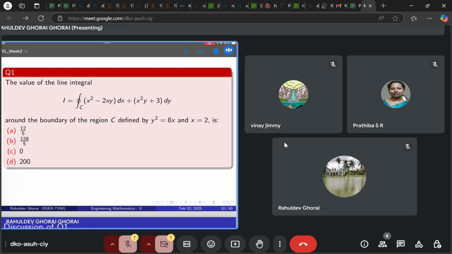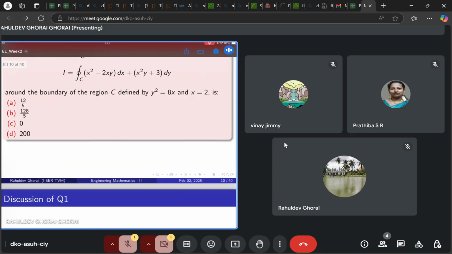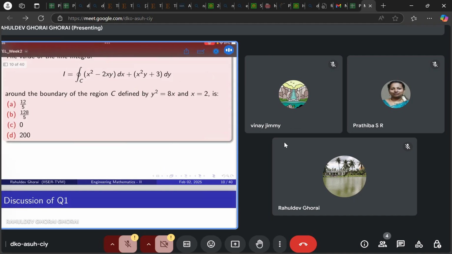So how to do this? First, I'll write the formula. Some issue with the Apple Pencil.